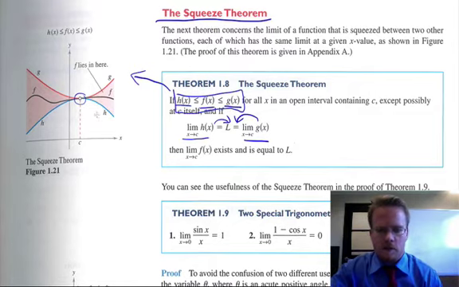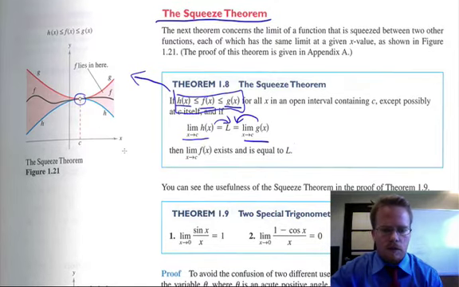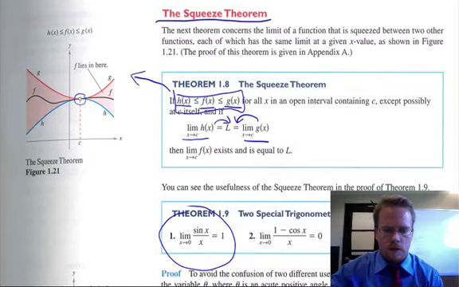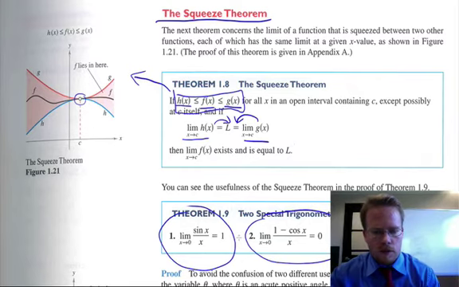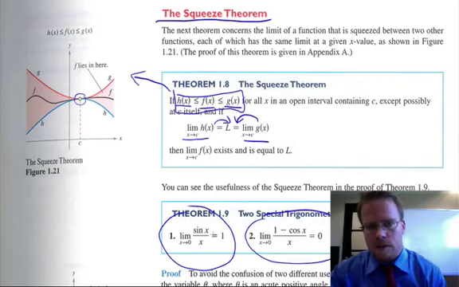Think about that a little bit and see if that makes sense. Where it becomes interesting is we're going to use these two theorems to solve some limits that we wouldn't be able to solve otherwise. These are called the special trigonometric limits, and I'd like you to memorize these so that you can apply them.